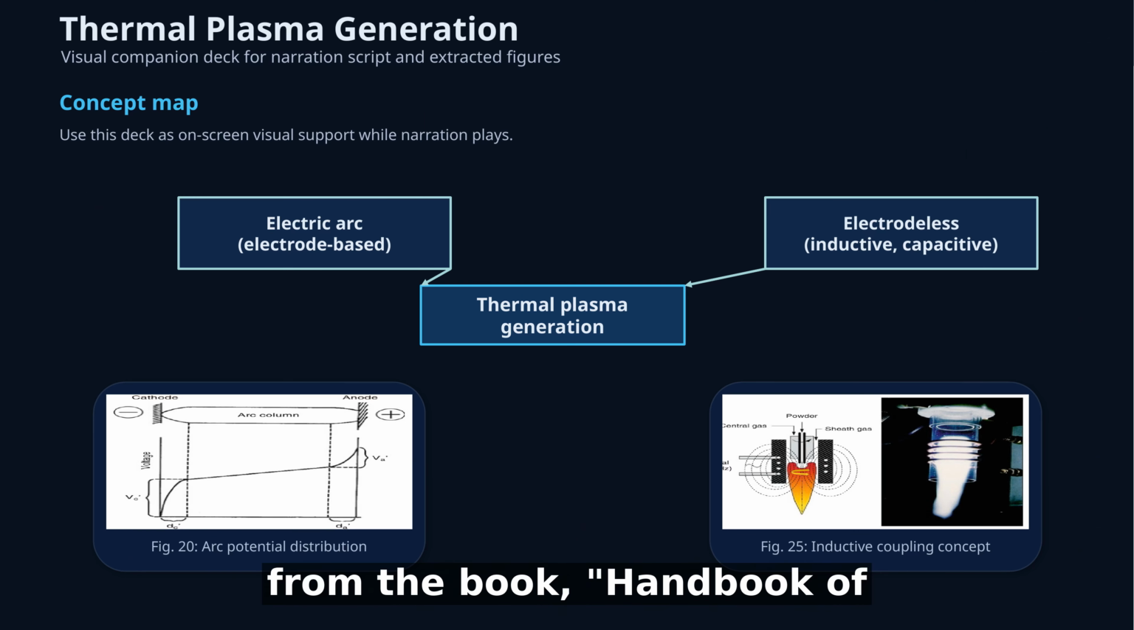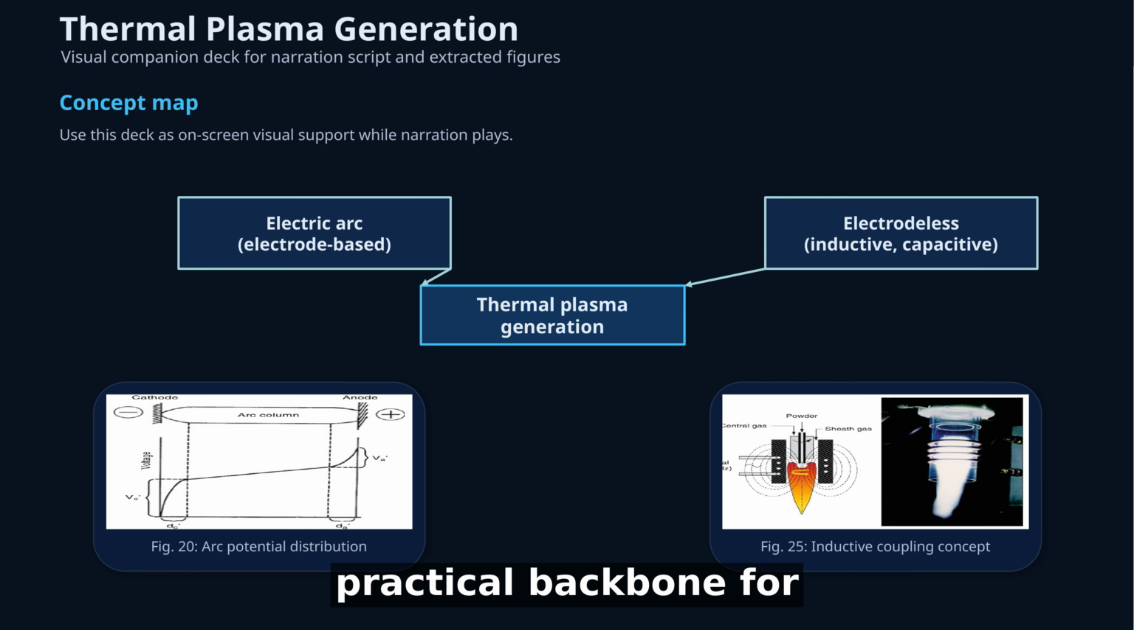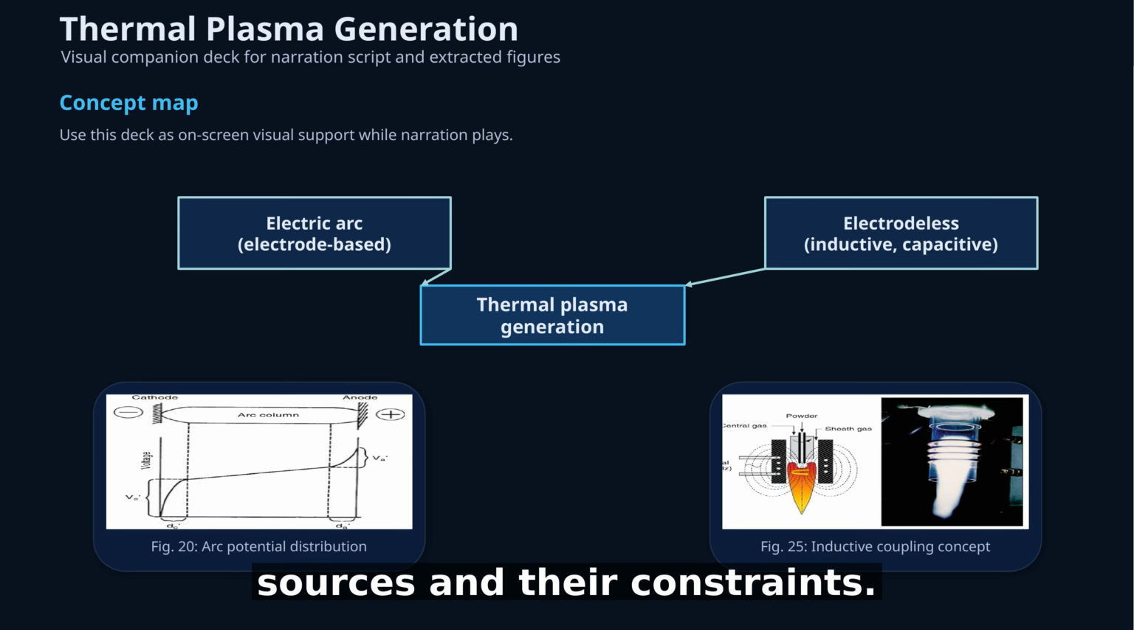Fast macroscopic motion can produce a chemically frozen condition, where electron density remains higher than temperature alone would predict. Thermal plasma generation can be organized into two core concepts that cover most engineering sources. One concept is the electric arc, where an electric current, DC or AC, passes through a gas between two electrodes. The other concept is electrodeless plasma generation, where energy is coupled into the plasma by capacitive coupling or inductive coupling. These two concepts provide a practical backbone for understanding thermal plasma sources and their constraints.